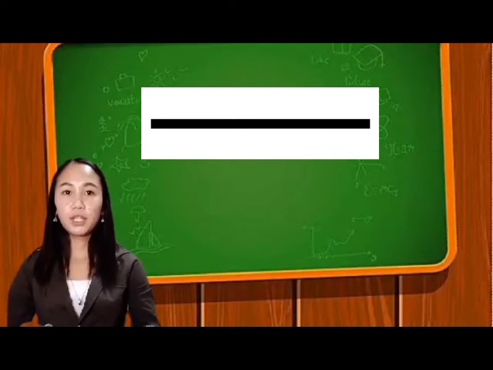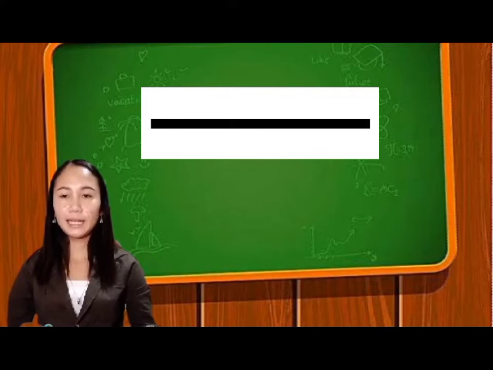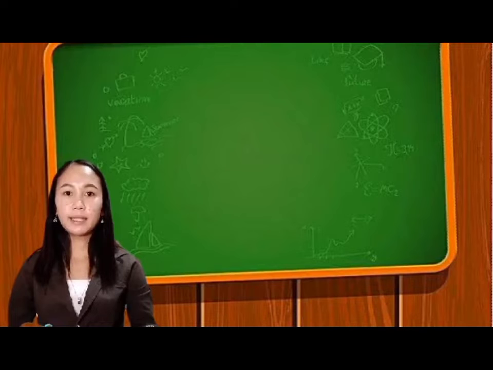A line is a one-dimensional figure which has length but no width. A line is made up of a set of points which is extended in opposite directions infinitely. It is determined by 2 points in a two-dimensional plane.